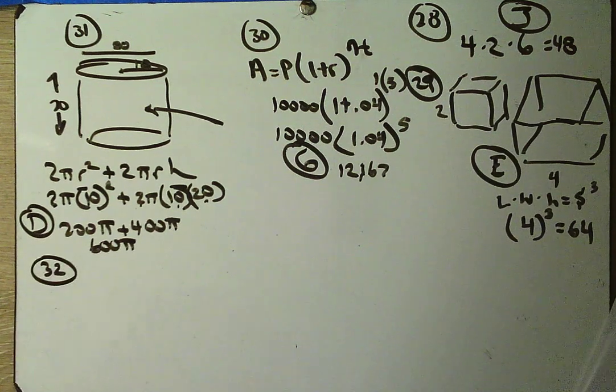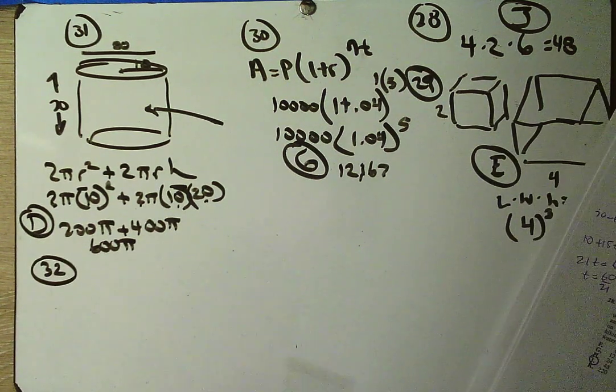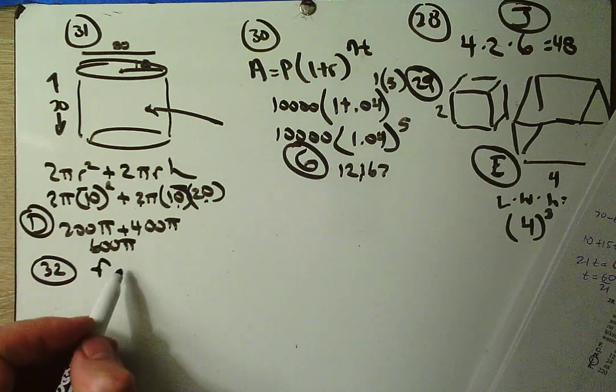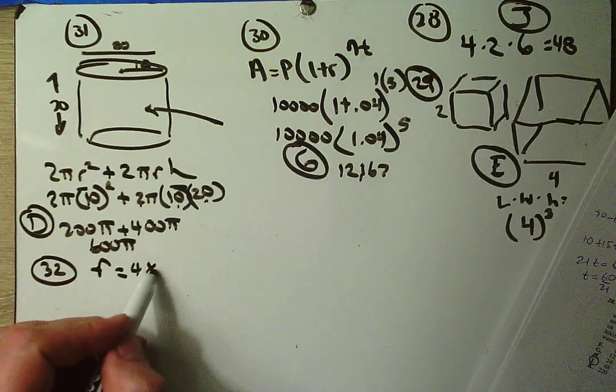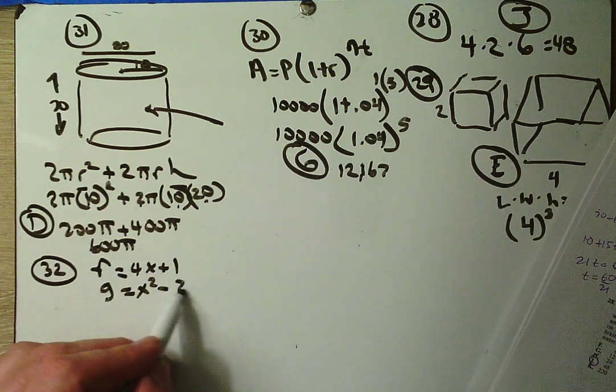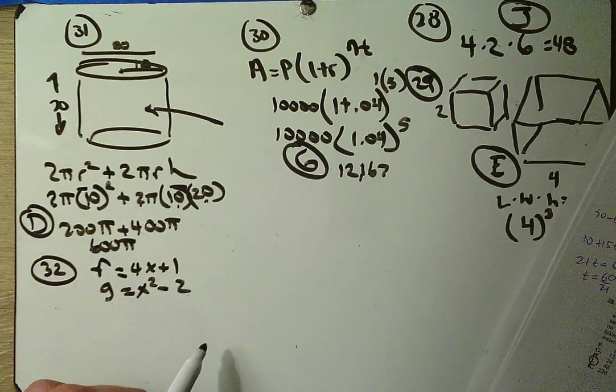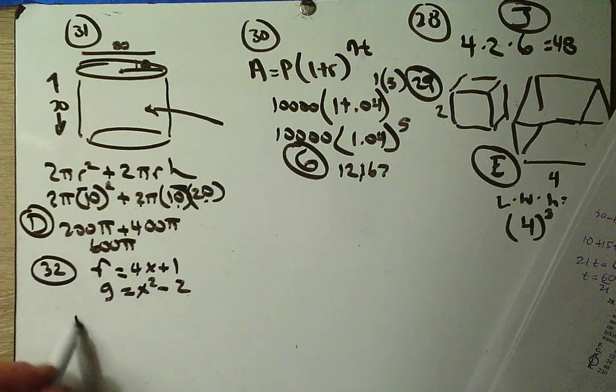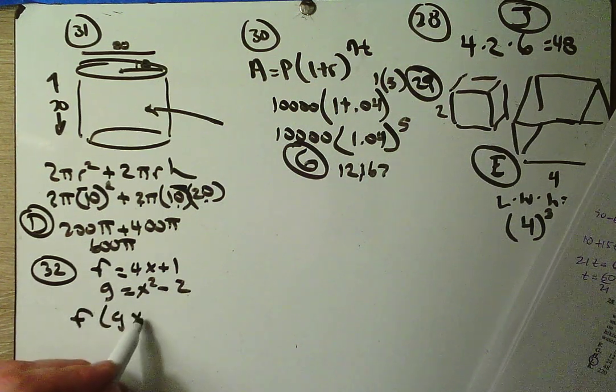32. Given that, we just had a worksheet with these problems. You should rock these. F is 4x plus 1, and G is x squared minus 2. Which of the following is the composition F of G of x?